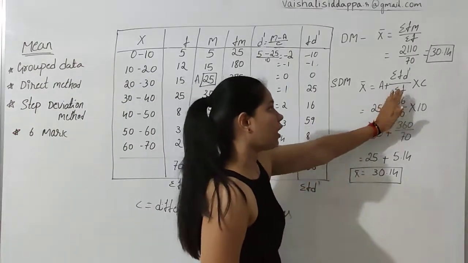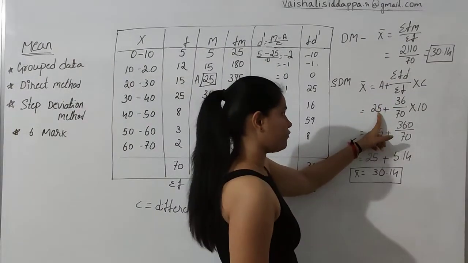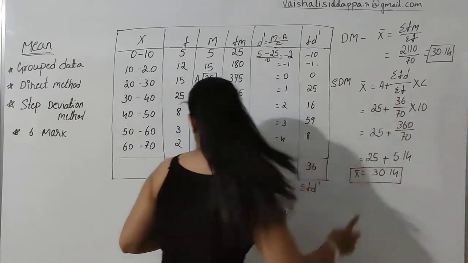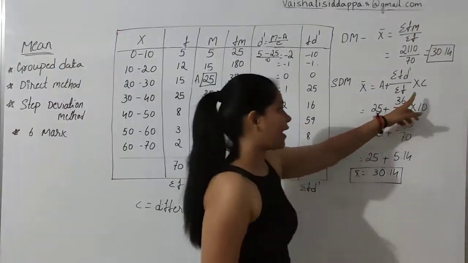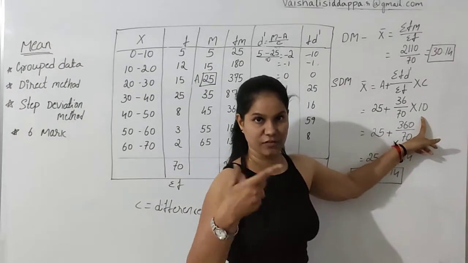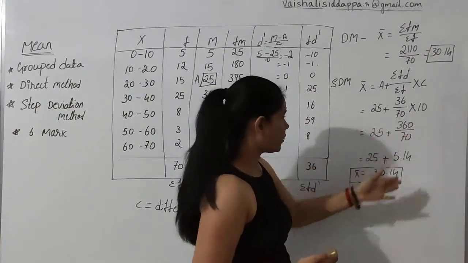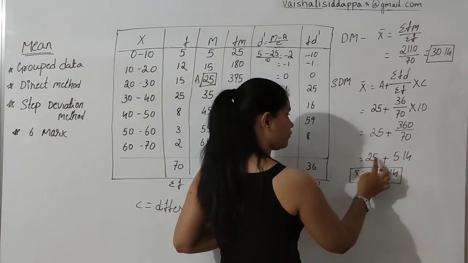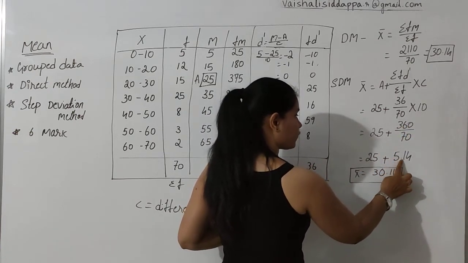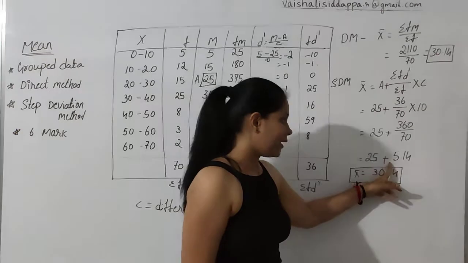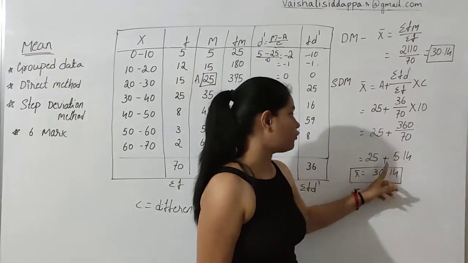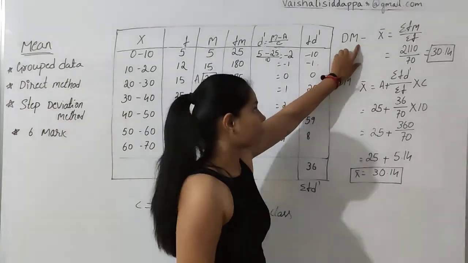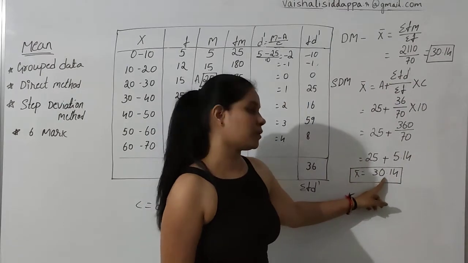Now we're going to adopt that into the formula. A is 25, as I told you. Sigma f d dash is 36, what we have got. Sigma f you already got, which is 70. Class difference I told you is 10, the class difference between the limits. Now continue: 25 plus 36 into 10, 360, divided by 70. 360 divided by 70 is 5.14. 25 plus 5.14 is 30.14. So now you can check the direct method answer and the step deviation method answer.